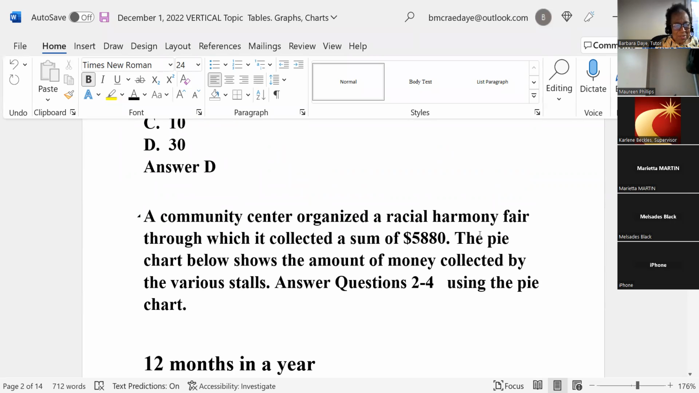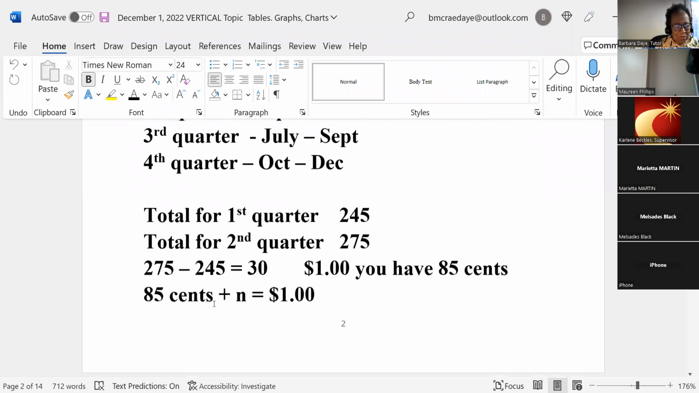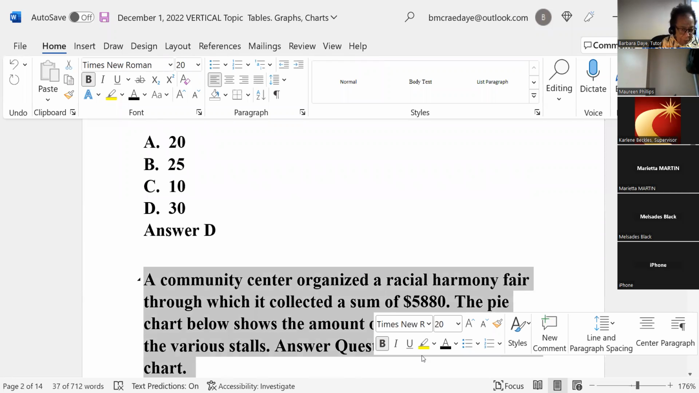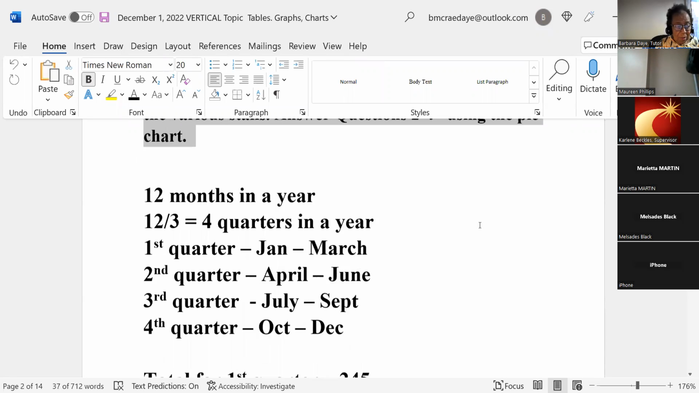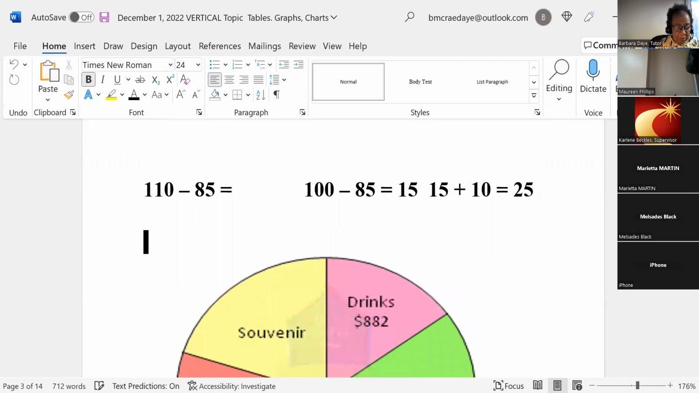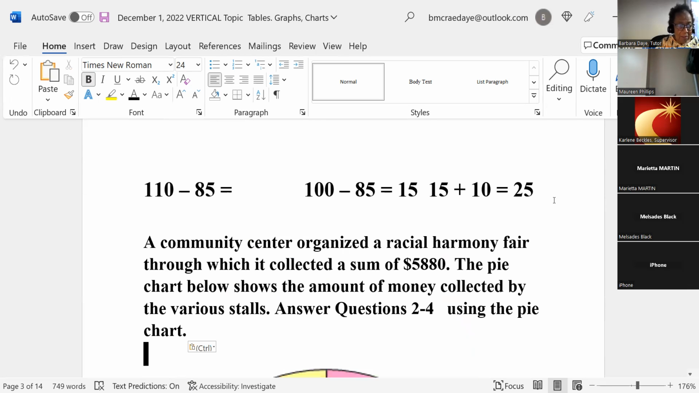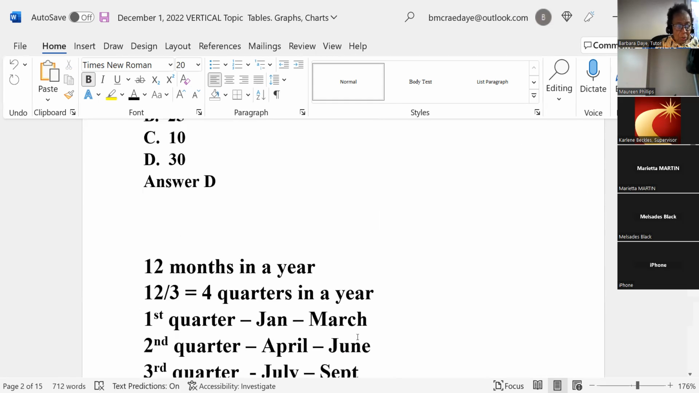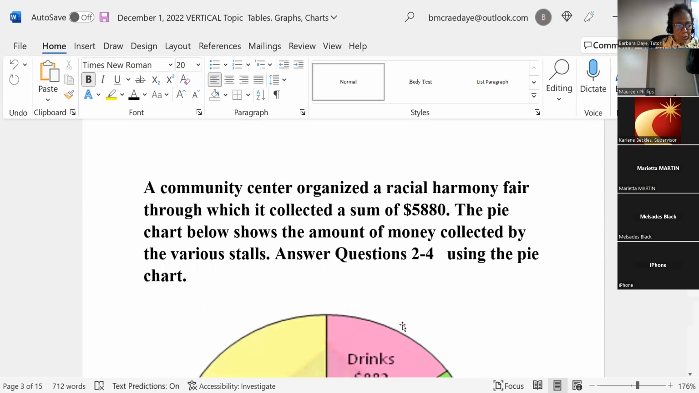Okay, this is a community center with a racial harmony fair. Let me just copy this so it's closer to the graph. Now, this pie chart does not have every value, right? And we'll use this pie chart to answer questions 2 through 4.